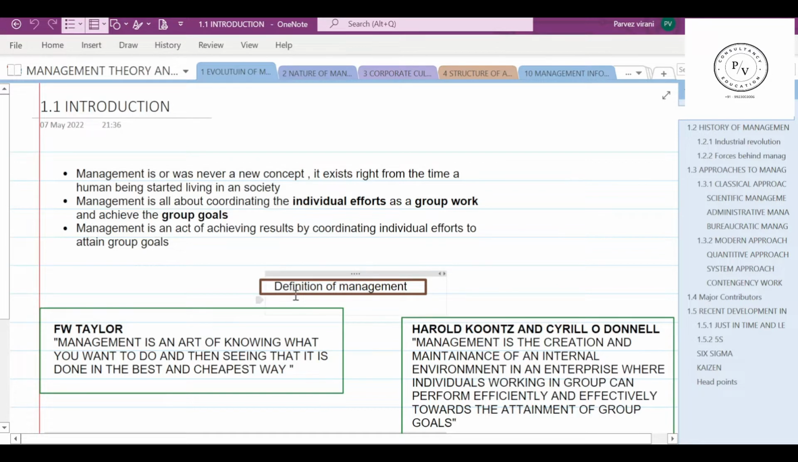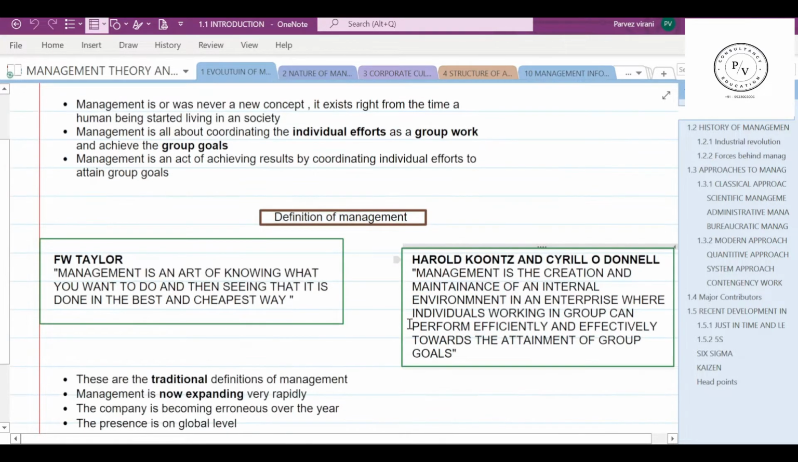Now, definition of management. There are two basic definitions of management. One is given by F.W. Taylor. It says that management is an art of knowing what you want to do and then seeing that it is done in the best and the cheapest way. That was the easiest definition, given by F.W. Taylor. The second important definition was given by Harold Koontz and Cyril O'Donnell.